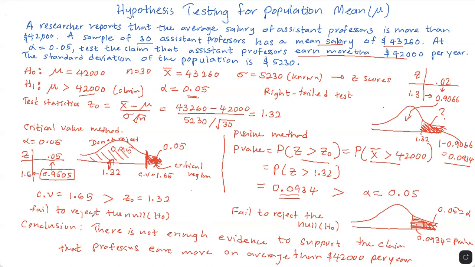So I hope you understand this problem. Here we use two methods, the critical value method and the p-value method. And as you can see, the decision was the same for both methods. And then the conclusion.